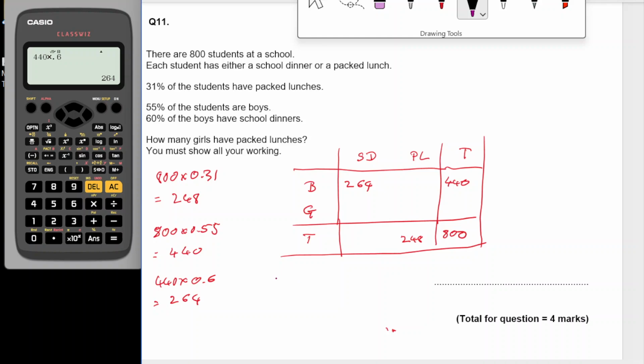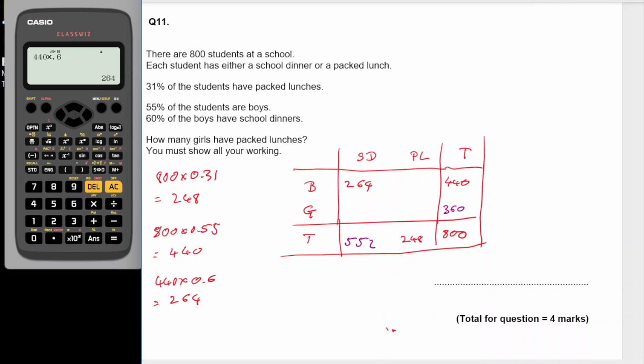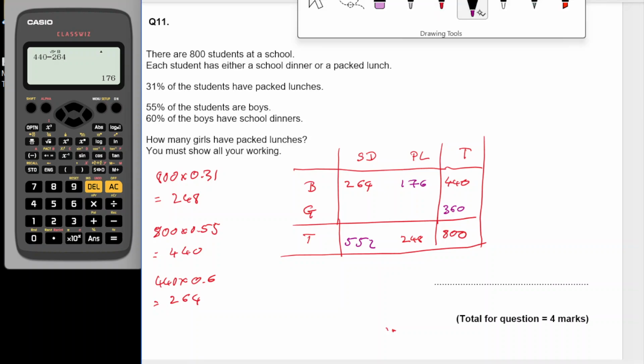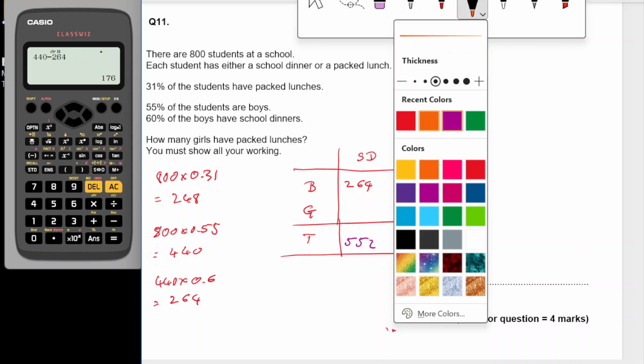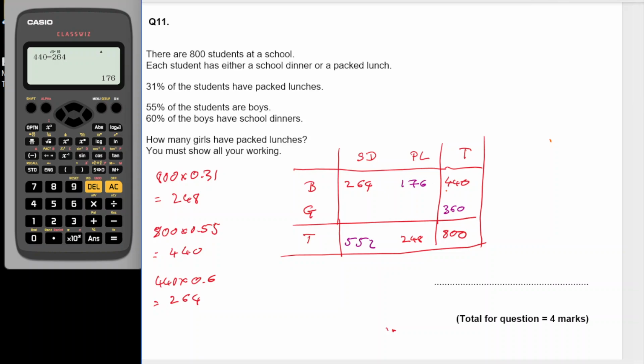I'm now going to switch to the ones that I can work out based on the information in the table. So if I've got 800 there, 440 there, we must have 360 there. If I've got 800 there, 248 there, we must have 552 there. And we'll do this one as well. I think that's the only one that I can do from the information without relying on secondary information. So 176. Right. So this is assuming that I've not made any mistakes. Then my other answers need to be based on these purple ones.